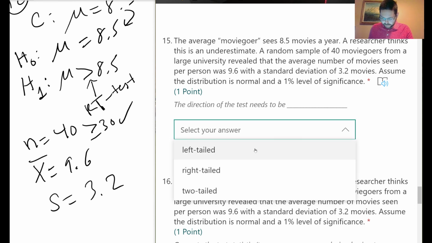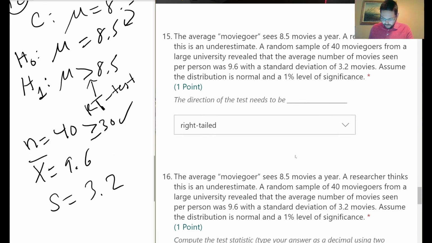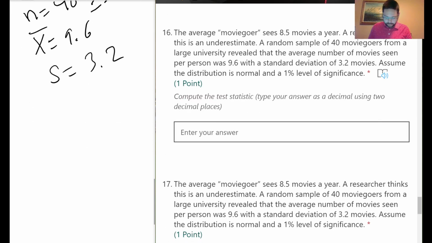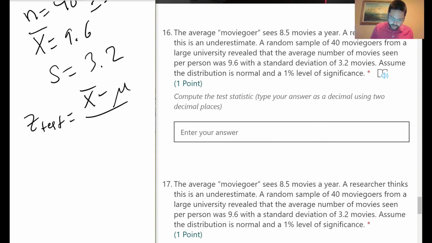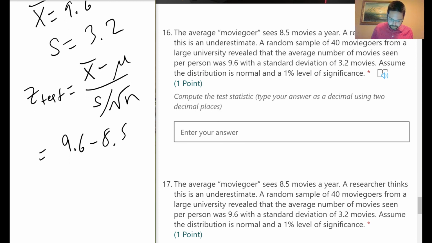Direction of the test. What's the direction of the test? It's right-tailed. We said that over there, we said it was a right-tailed test. The average moviegoer, compute the test statistic. Okay, so let's go ahead and do the test statistic. So z-test. Since our sample size is large enough, we can replace sigma with s. So I'm just going to use s there. So I got 9.6 minus my mu, which is 8.5, over 3.2 over square root of, it says we got 40 moviegoers.